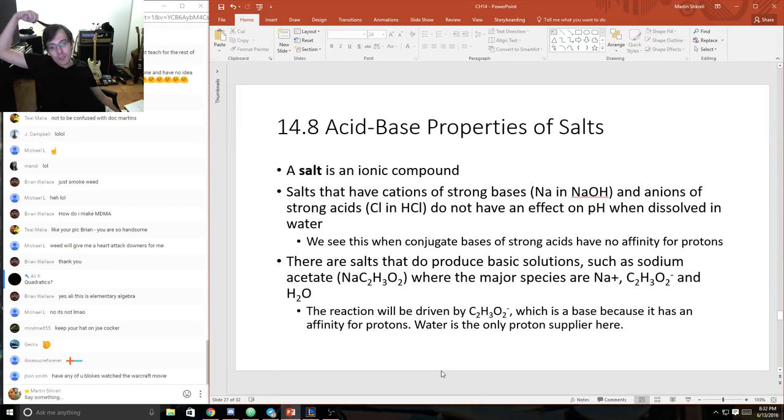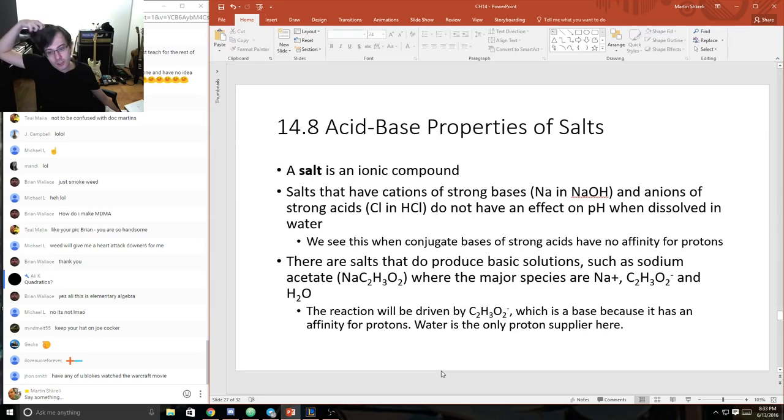So we have salts that have cations from strong bases like sodium hydroxide, and anions from strong acids like chlorine and hydrochloric acid, and they don't have an effect on pH when dissolved in water. So when you put salt in water, you can ask your friends, well, I'm putting some salt in this water, is this changing the pH? And a knowledgeable person would say no.